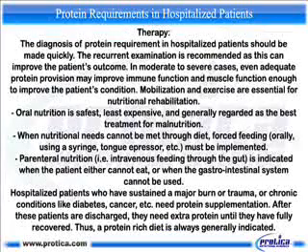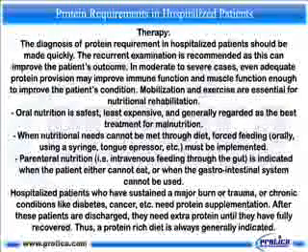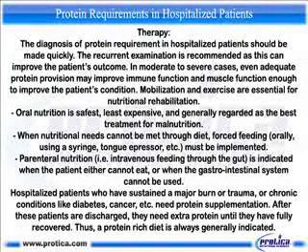Therapy. The diagnosis of protein requirement in hospitalized patients should be made quickly. The recurrent examination is recommended as this can improve the patient's outcome. In moderate to severe cases, even adequate protein provision may improve immune function and muscle function enough to improve the patient's condition. Mobilization and exercise are essential for nutritional rehabilitation. Oral nutrition is safest, least expensive, and generally regarded as the best treatment for malnutrition. When nutritional needs cannot be met through diet, forced feeding, orally, using a syringe, tongue depressor, etc.